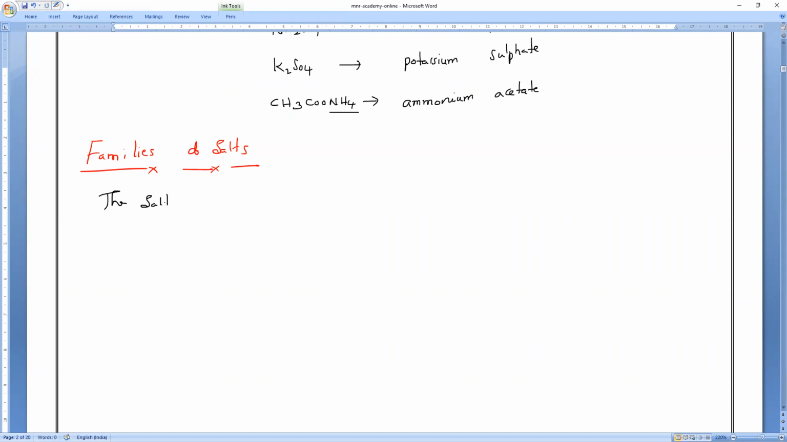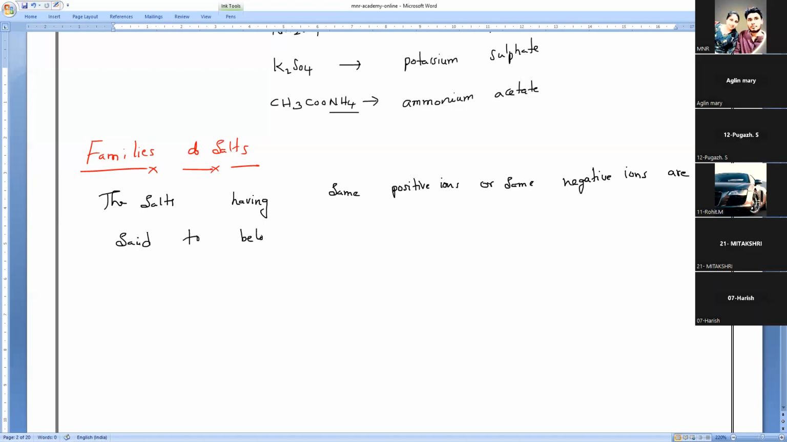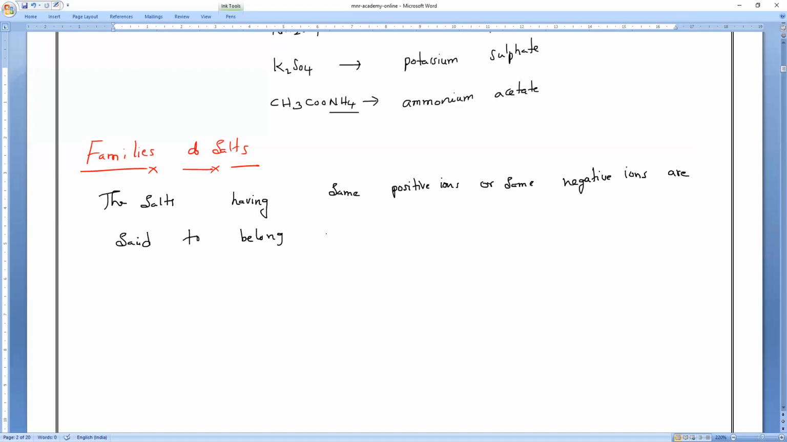The salts having the same positive ions or the same negative ions are said to belong to the same family.